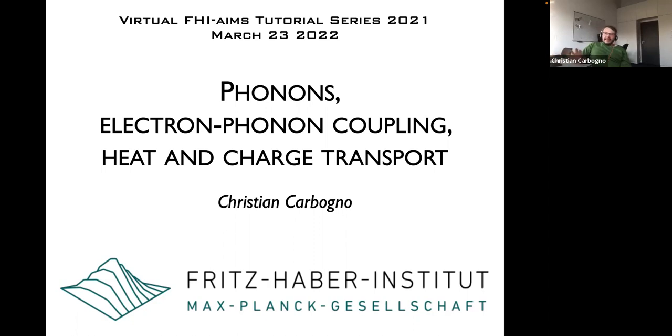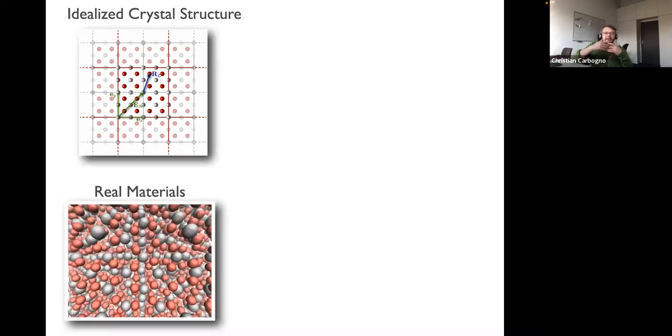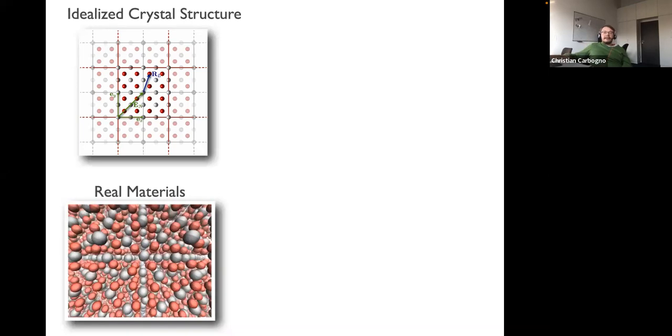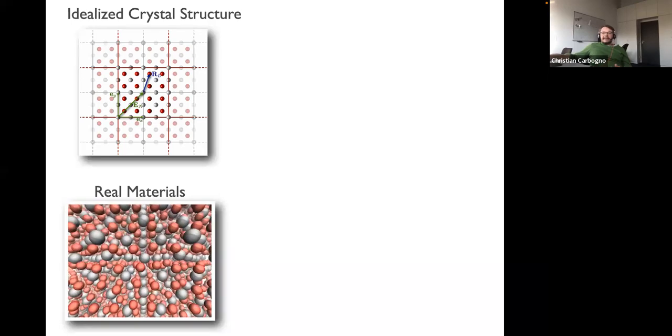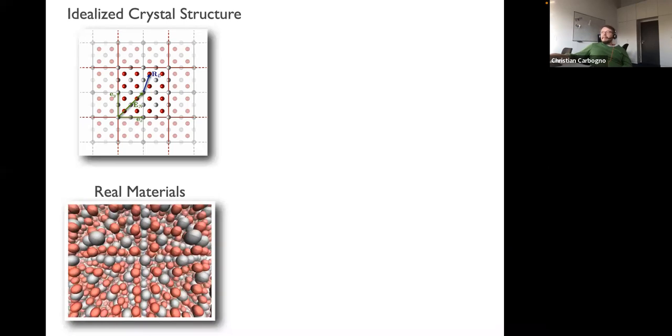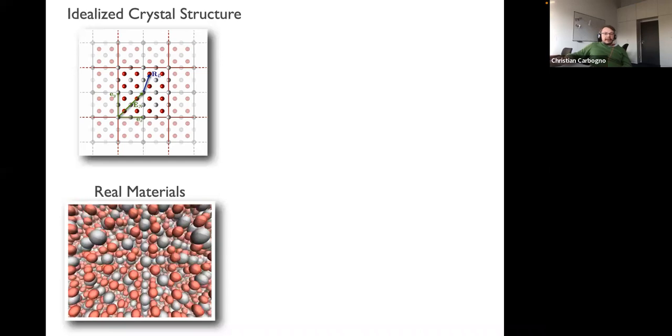So now, as promised, we have dealt with phonons and vibrations in solids, and we'll now slightly switch gear towards also accounting for the electrons. And as was the case before, we have a little bit of a change from what one usually thinks about. First, we had this idealized crystal structure, and went to real materials that are disturbed, in which this periodicity is disturbed, in which everything is more chaotic. And this also translates back to the electronic properties.